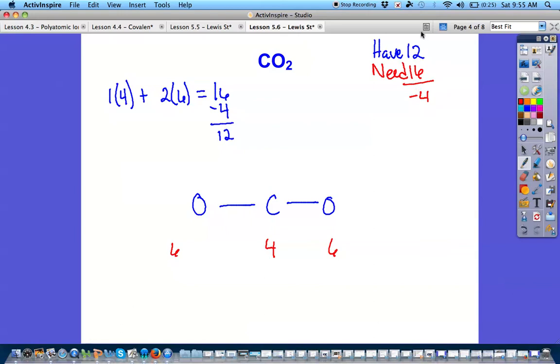So with this, we're going to add in 2 bonds, but we're not going to put them all on one side. We're going to even them out so we have symmetry. So we're going to put a double bond there and a double bond there. And then we're going to subtract those 4 from our total. So now we have 8.